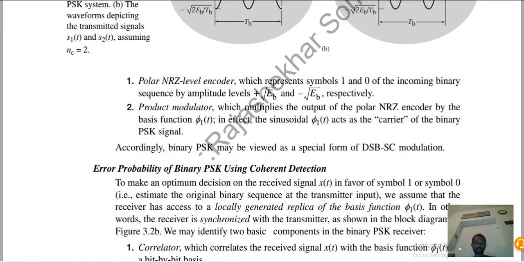Accordingly, binary PSK may be viewed as a special part of BSBSC modulation.